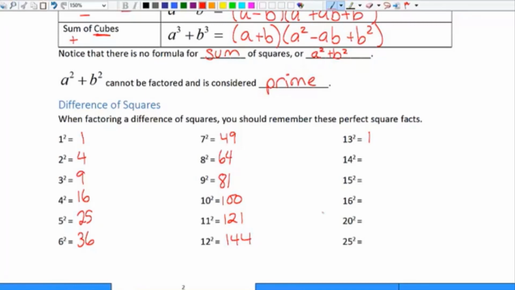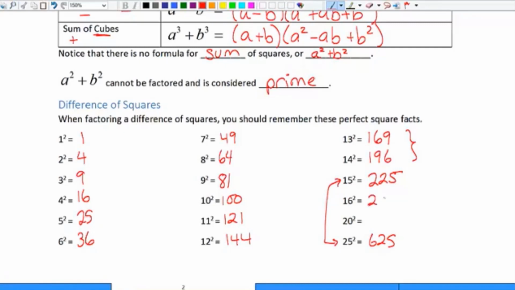Now the last column is where people start not remembering these. 13 squared is 169, 14 squared is 196. I kind of remember these two together because 169, 196, the last two digits are just interchanged. 15 squared is 225, it comes up an awful lot. 25 squared, the last one, is 625. I memorized these two together. 15 is 225, 25 is 625.